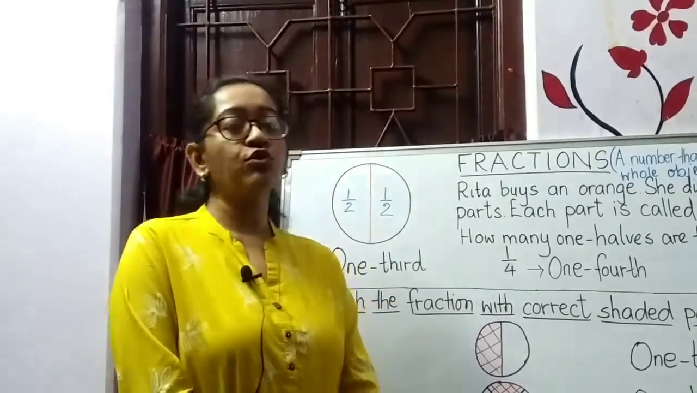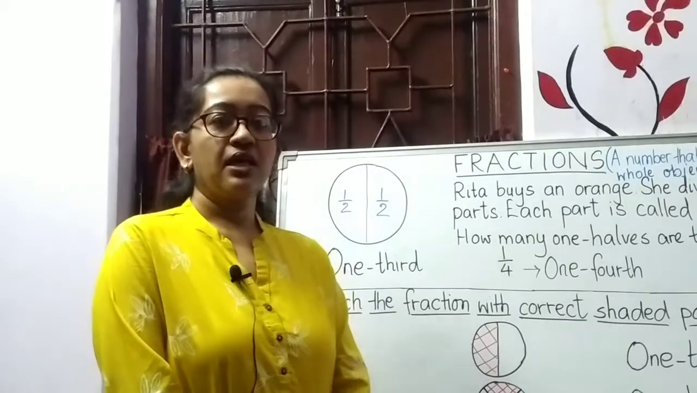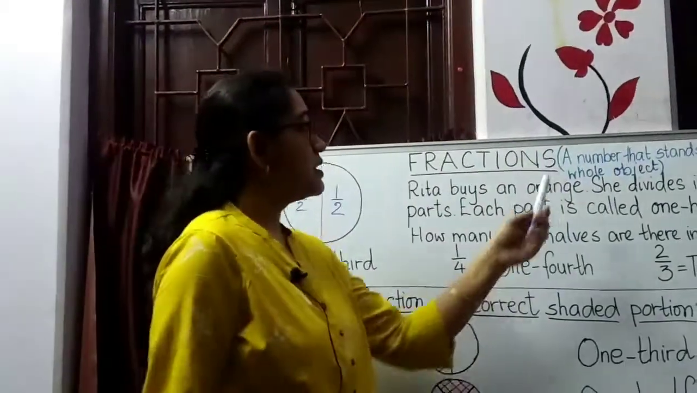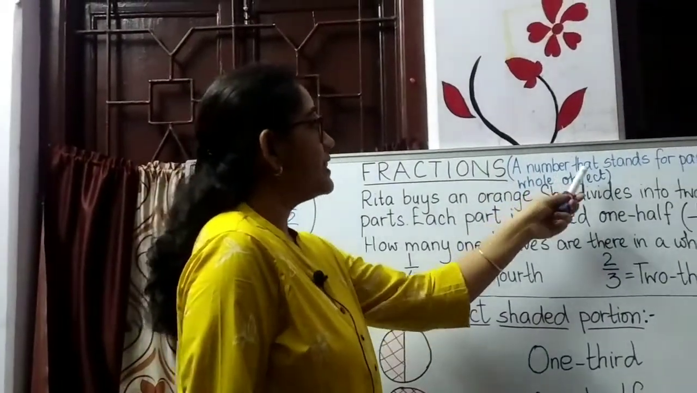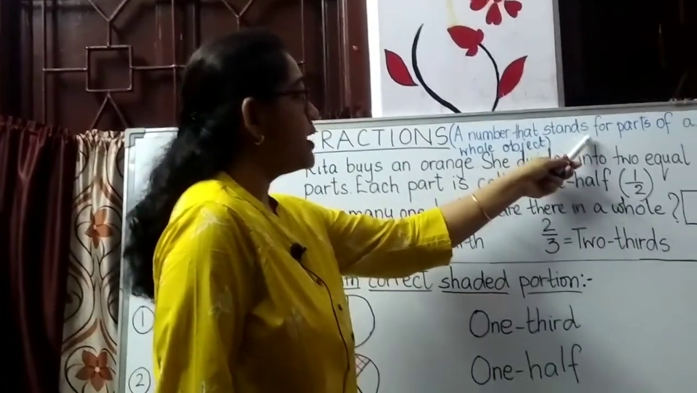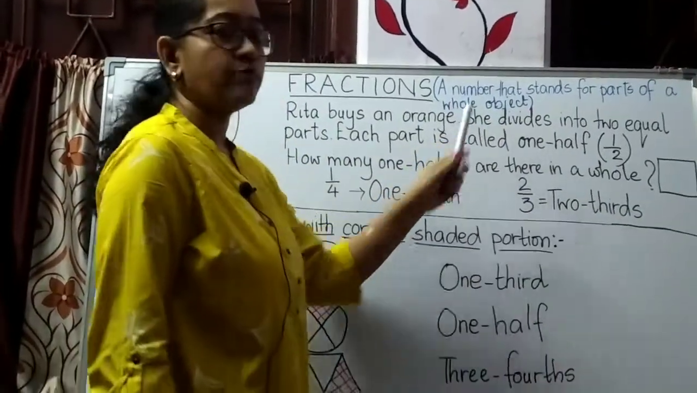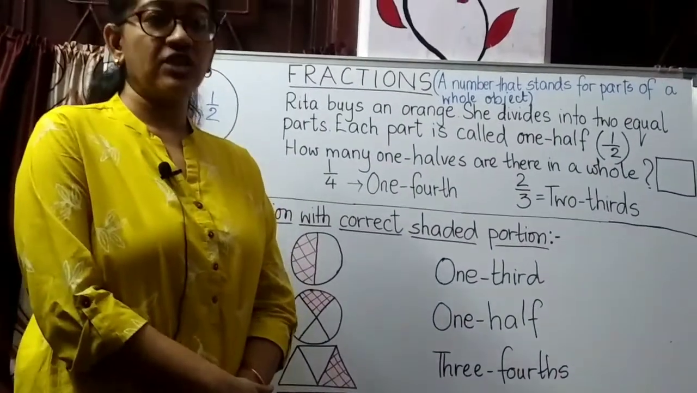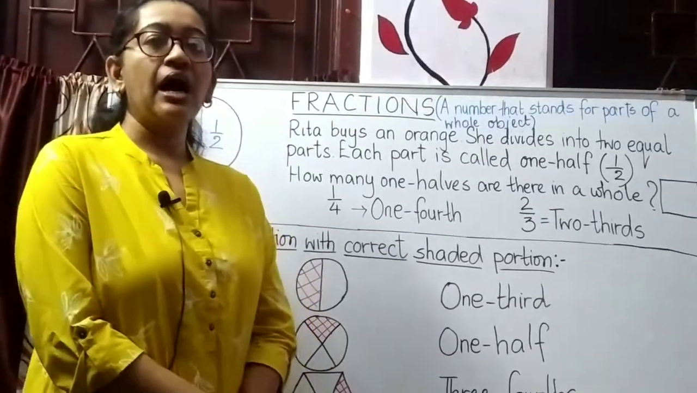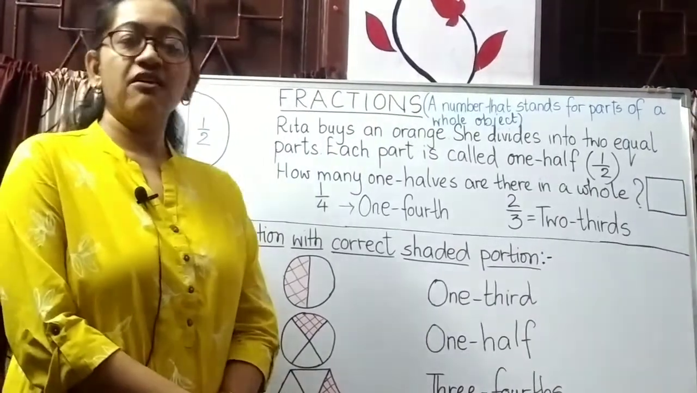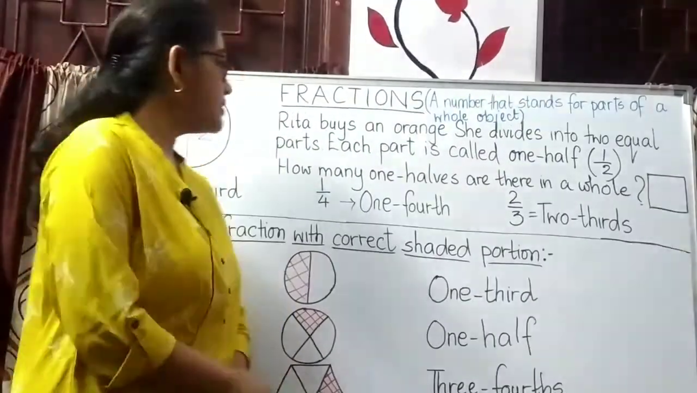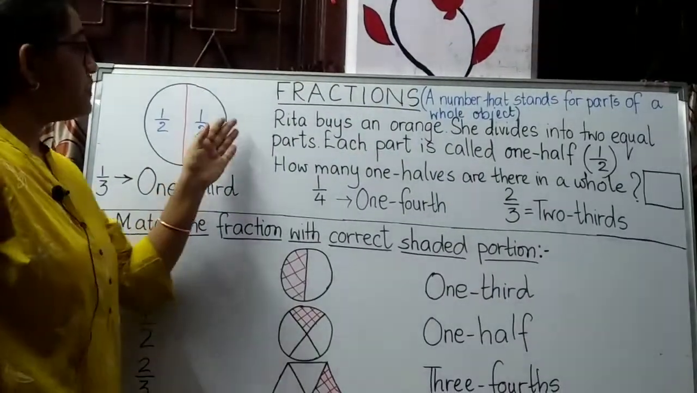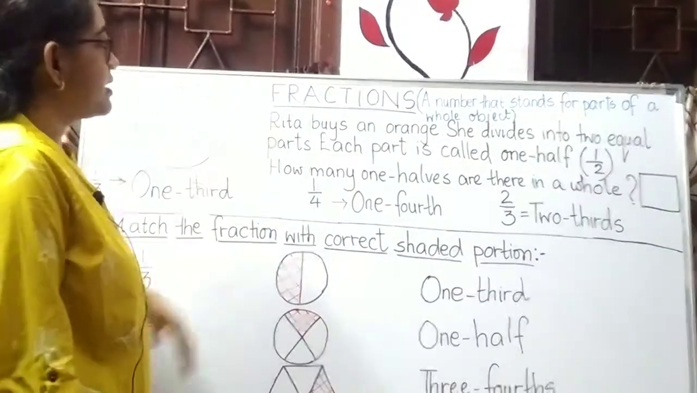First of all, we should know what is a fraction. Now go to the board. A number that stands for parts of a whole object. That means if you consider a whole object as a full thing, a part of the object is a fraction. Now, I have given an example here.